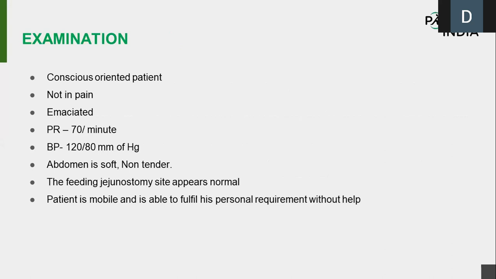He was not in much pain as his pain relief was full, but he was severely emaciated. His pulse rate remained at 70 per minute, was of constant nature, and his BP was 120/80 mmHg. The abdomen was soft, non-tender, while his feeding jejunostomy site appeared normal.